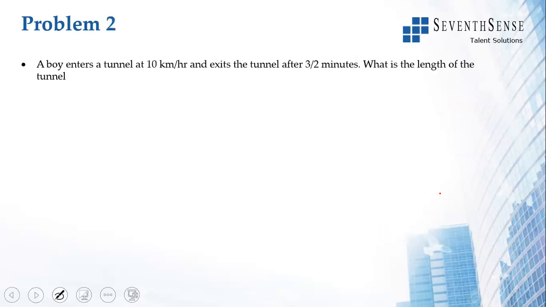A boy enters a tunnel at 10 kilometers per hour and exits after 3 by 2 minutes. What is the length of the tunnel? So this is kilometers per hour, this is in minutes. Let us convert both into seconds. 10 kilometers per hour is 10 into 5 by 18 meters per second. So we have 25 by 9 meters per second.